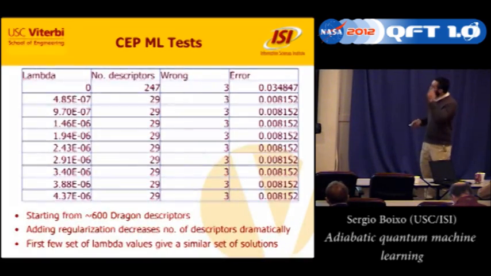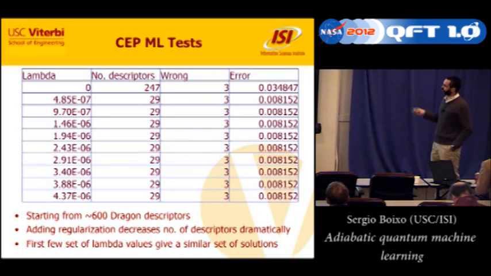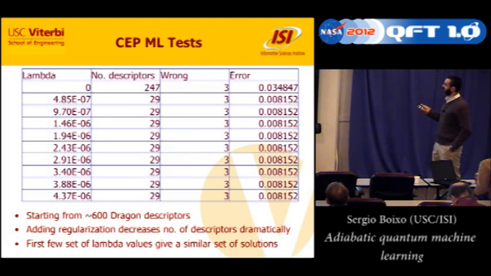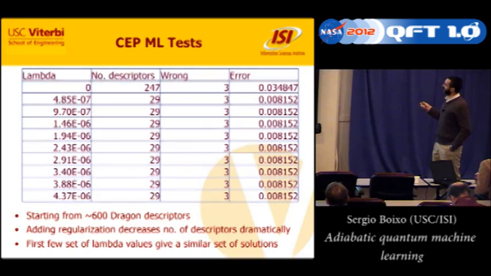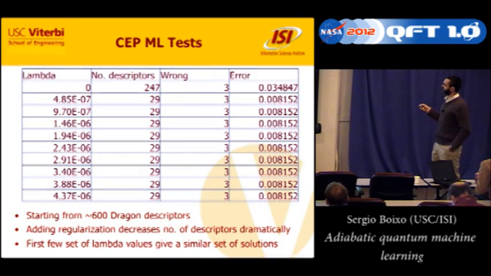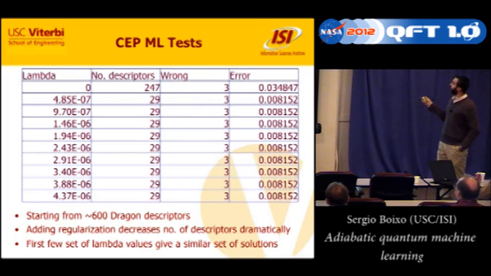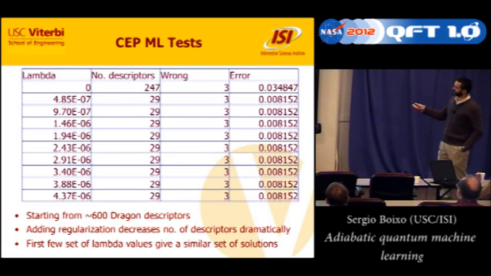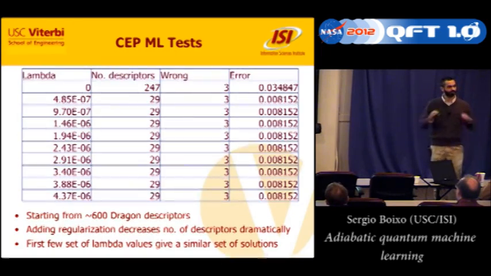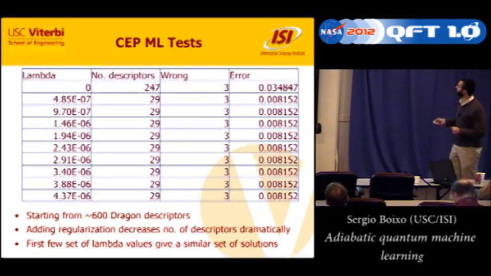And let's see, we have more data about that. The number of descriptors we get is 29. Out of the 200 molecules, actually not 200 molecules, because we have like 3 molecules that are wrong, and an error that remains constant at around this range of the regularization parameter, around 0.008. And at this point, it looks like we're in business.